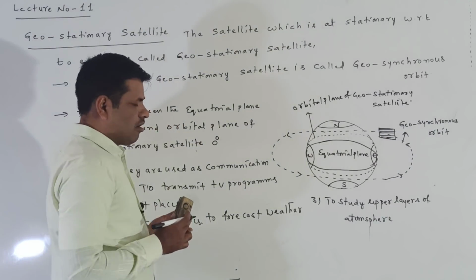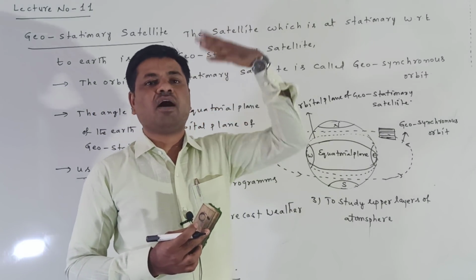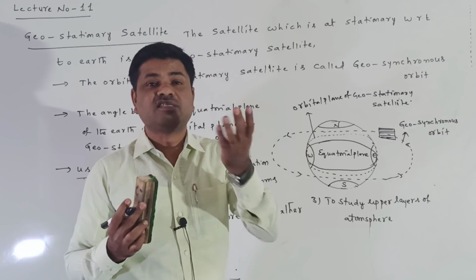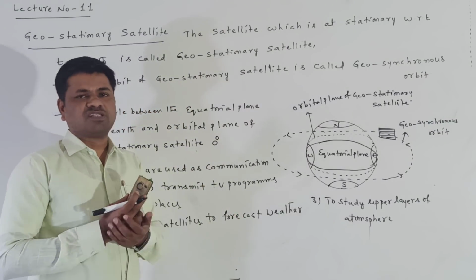But one main drawback of the geostationary satellite is that it is at a long distance from the surface of the Earth, 36,000 kilometers. This is one of the drawbacks of the geostationary satellite.